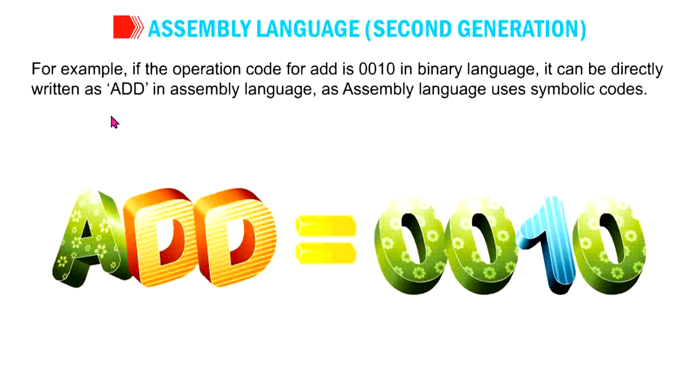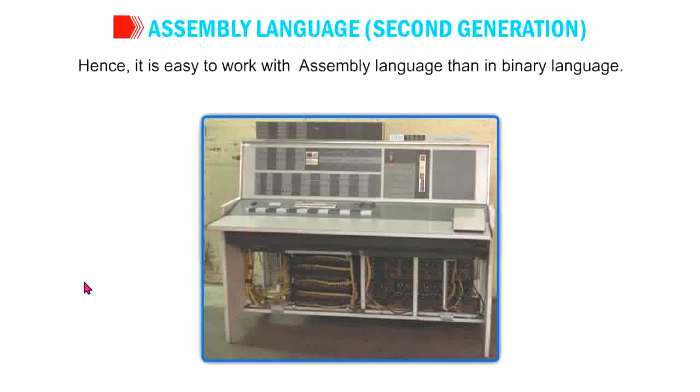For example, if the operation code for add is 0010 in binary language, it can be directly written as add in assembly language. As assembly language uses symbolic codes like add or symbols like plus symbol, minus symbol, division symbol, it is easy to work with assembly language than the binary language.